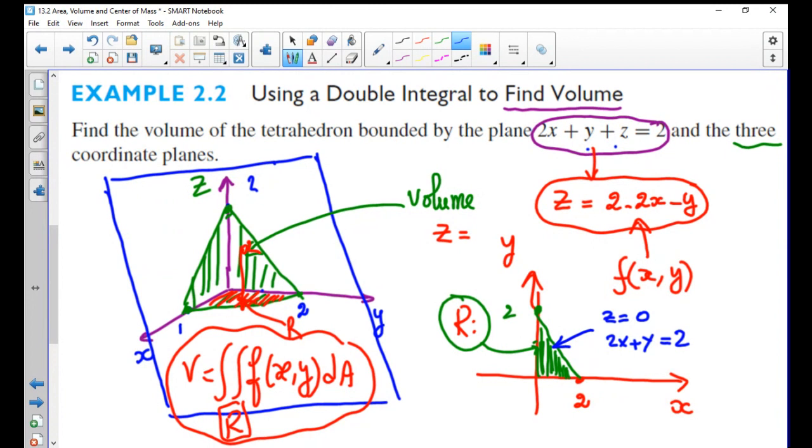So that means I can write this as y equal, if I want to have it in terms of y, 2 minus 2x like this. Now to integrate in the region R, I will integrate from y equal 0 to y equal this, and then with respect to x from 0 to 2, that's it.